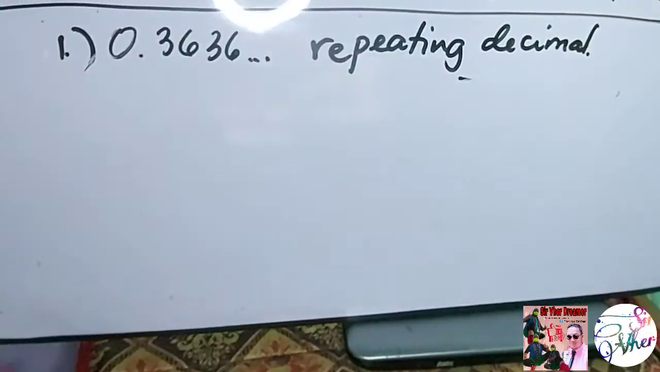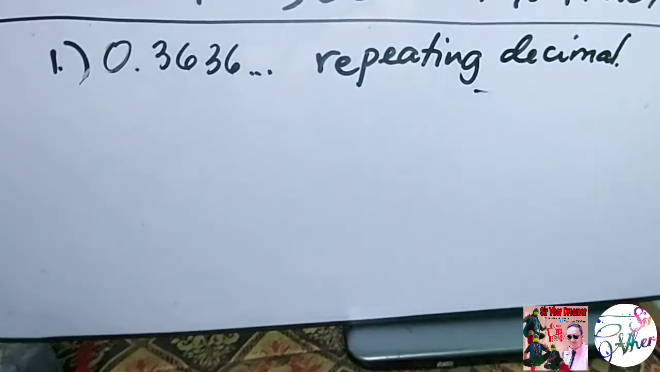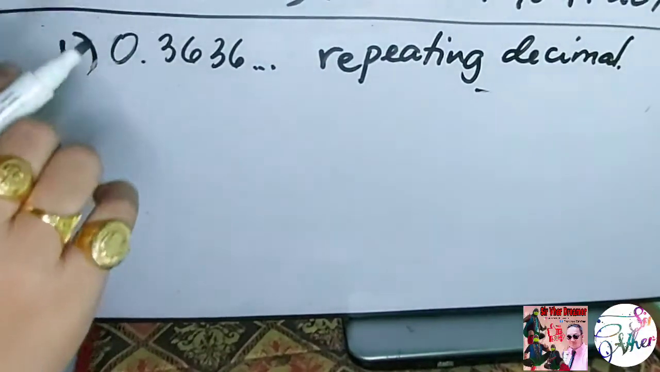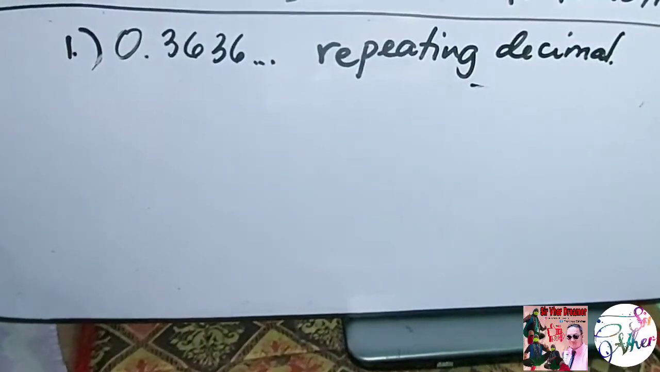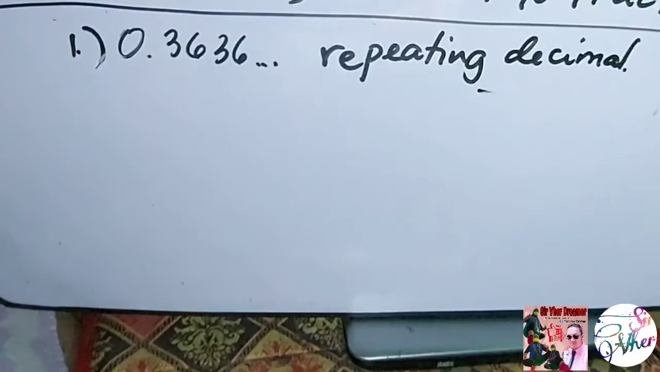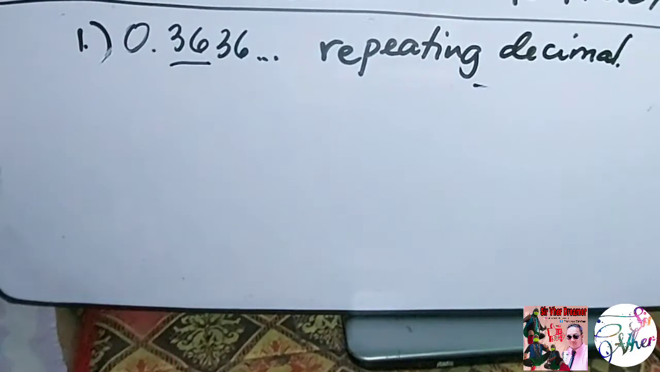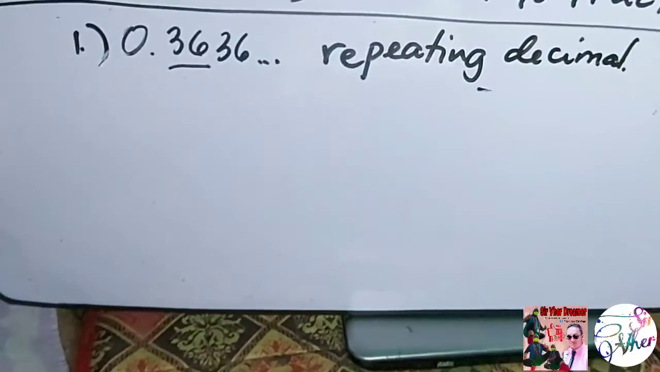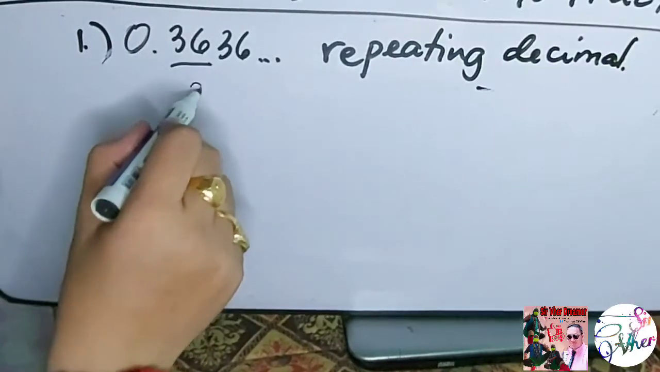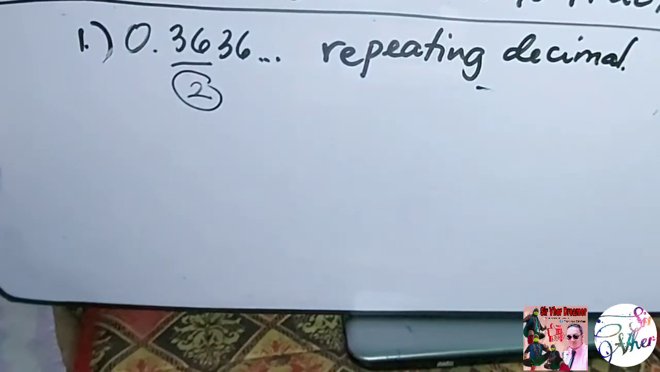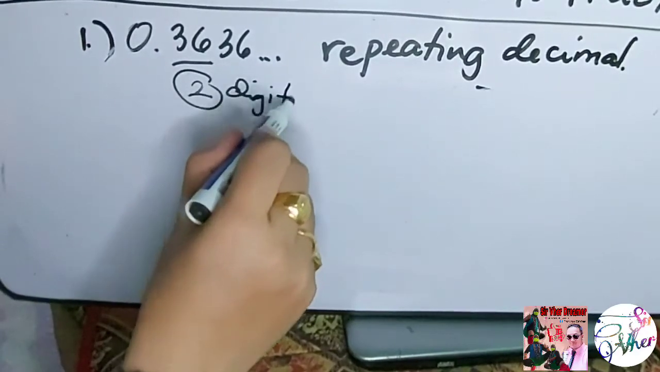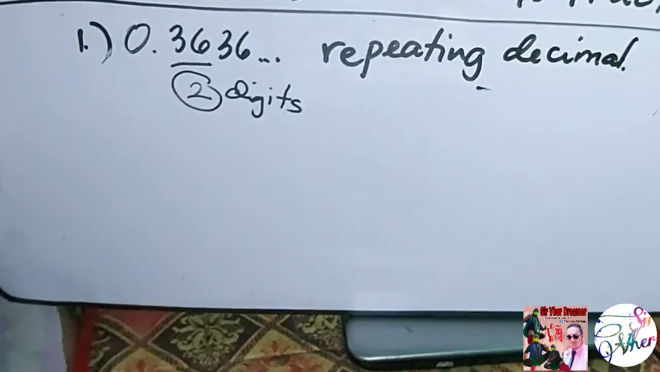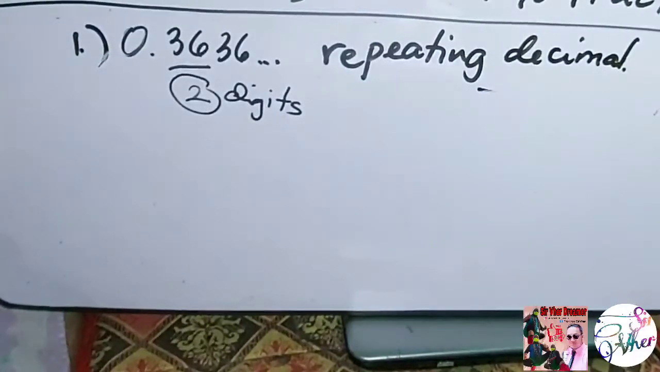Let's have another example. 0.3636... is a repeating decimal. Here the repeating digits are 36. How many digits does the repeating part have? Two digits. So we are going to multiply both sides by 100.